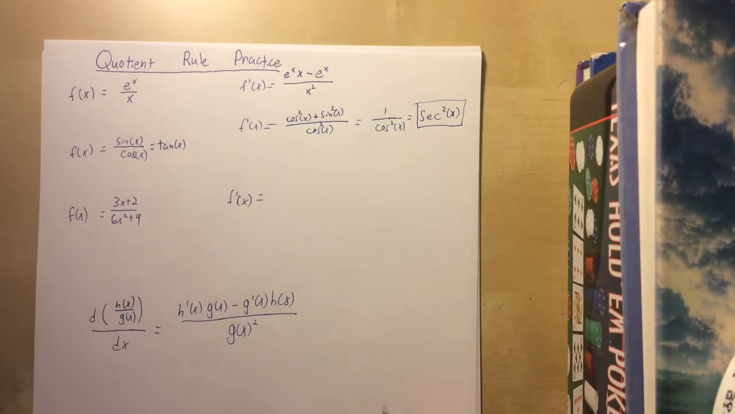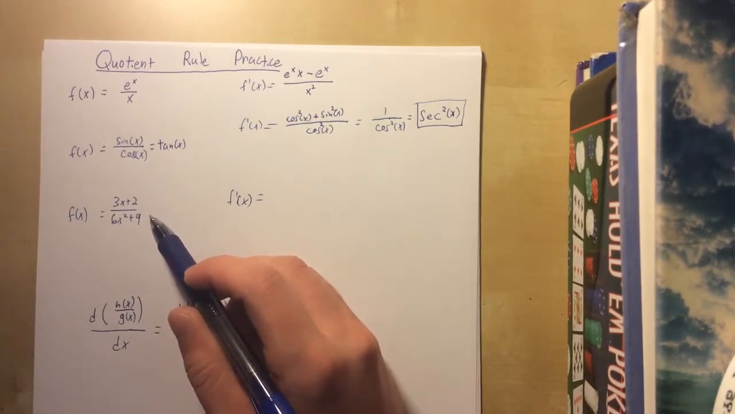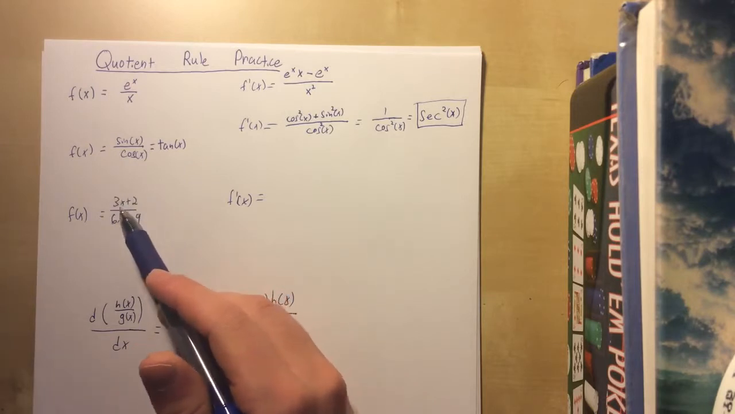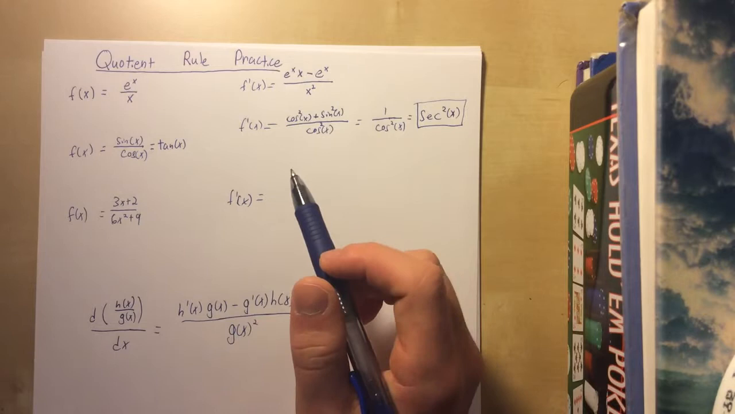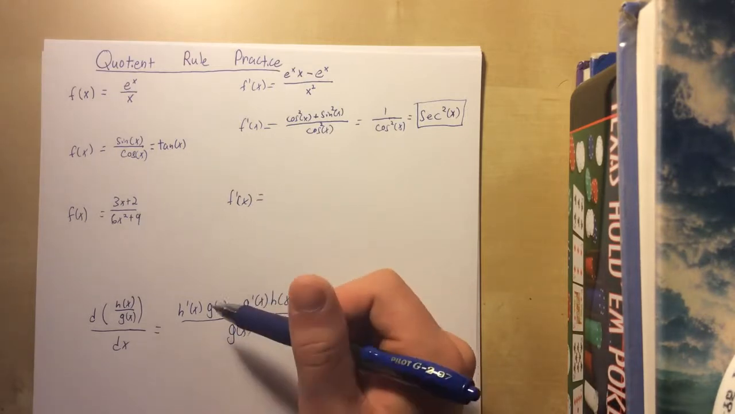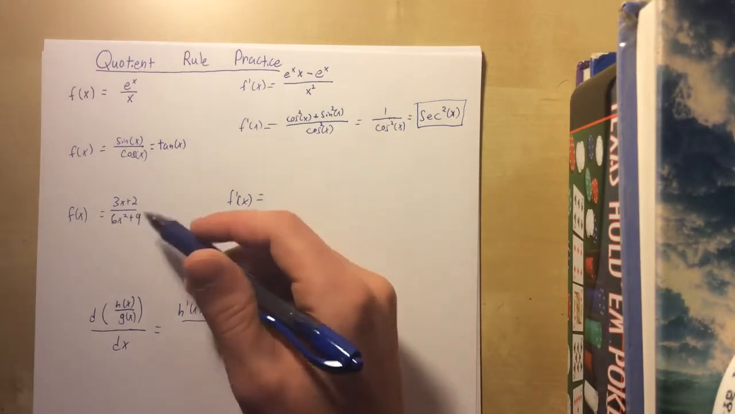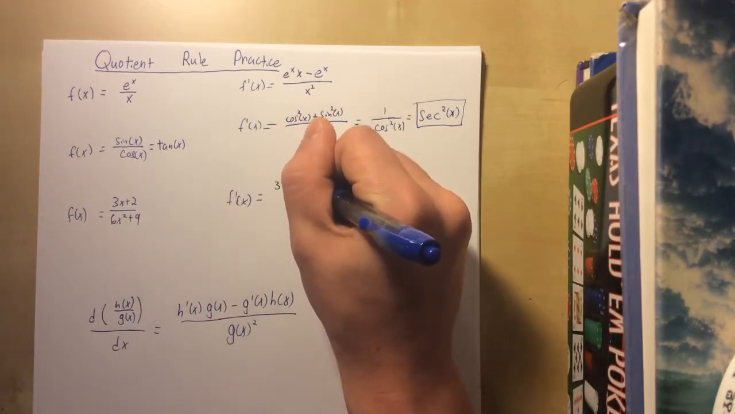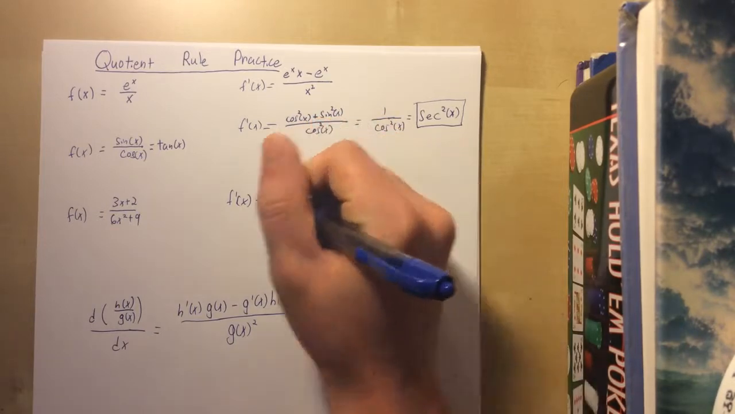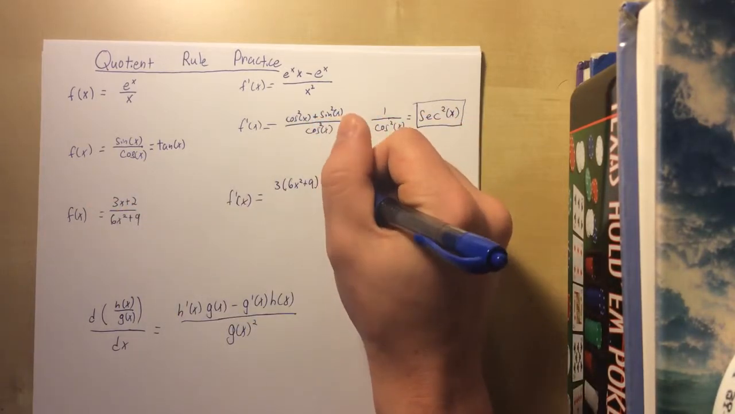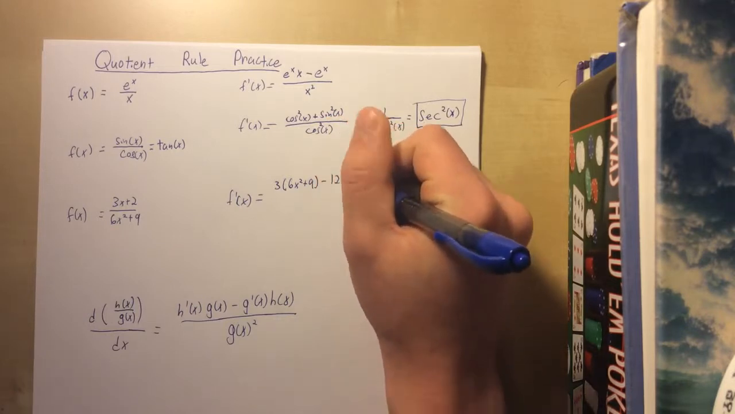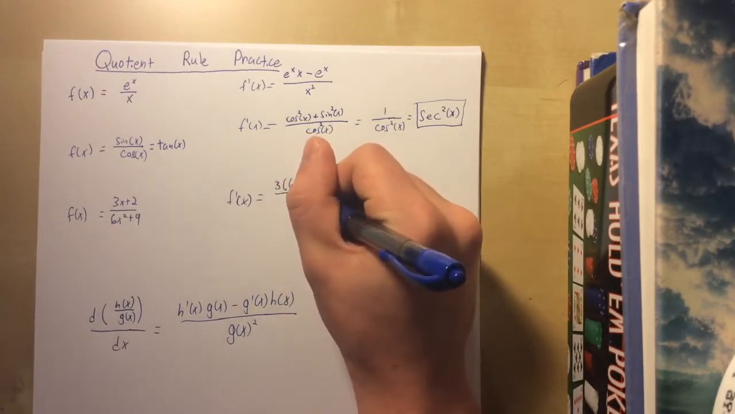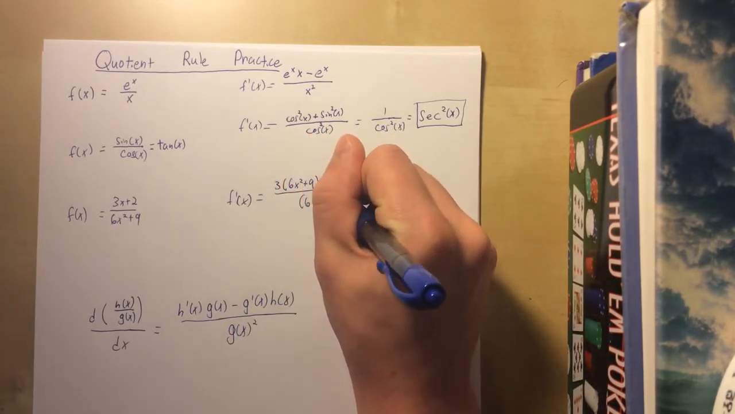Now let's do this last one. Once again, we have a pretty difficult expression, but if we just look at it as a function on top and a function on bottom, we can just use the quotient rule. So once again, we can take the derivative of the top, which is just 3, multiply it by the bottom, subtract the derivative of the bottom, which is 12x, multiply that by the top, and divide that whole thing by the bottom squared.